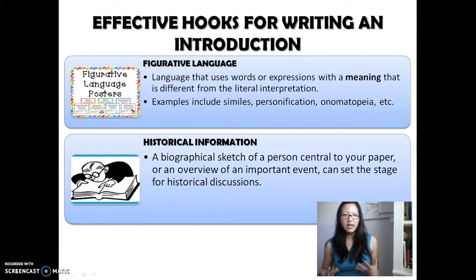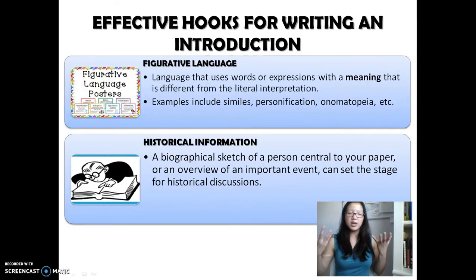And onomatopoeia, that would be a great one for topics such as weaponry, technology, perhaps even health or education. The sounds of war maybe can start your essay with a boom or bang and so forth. So these are all different creative ways where you can add some flair to the start of your essay.